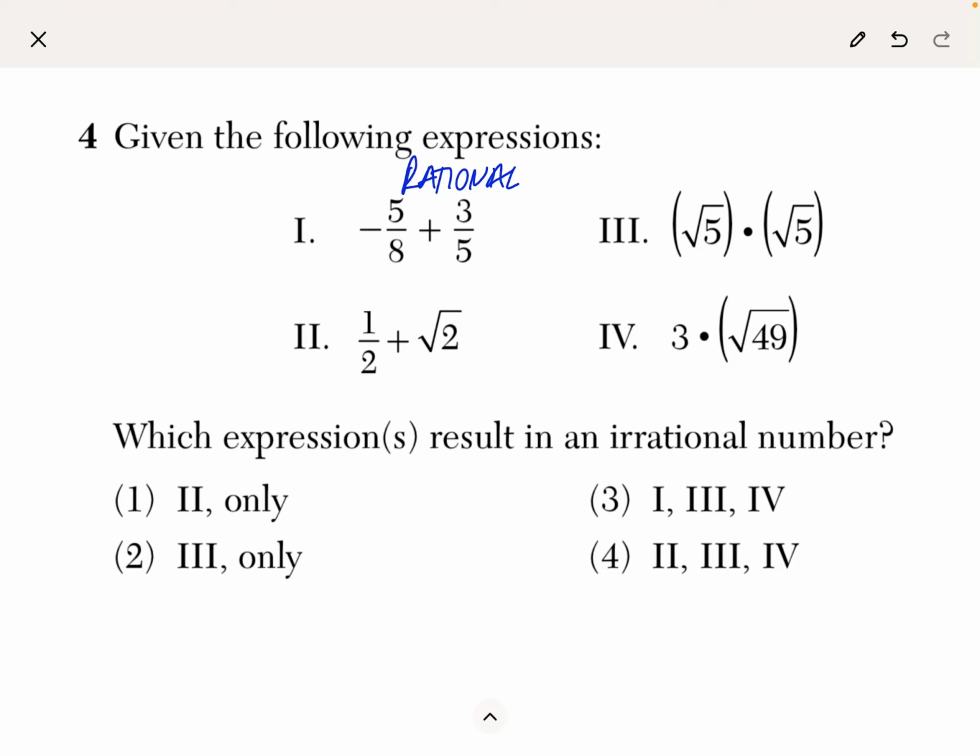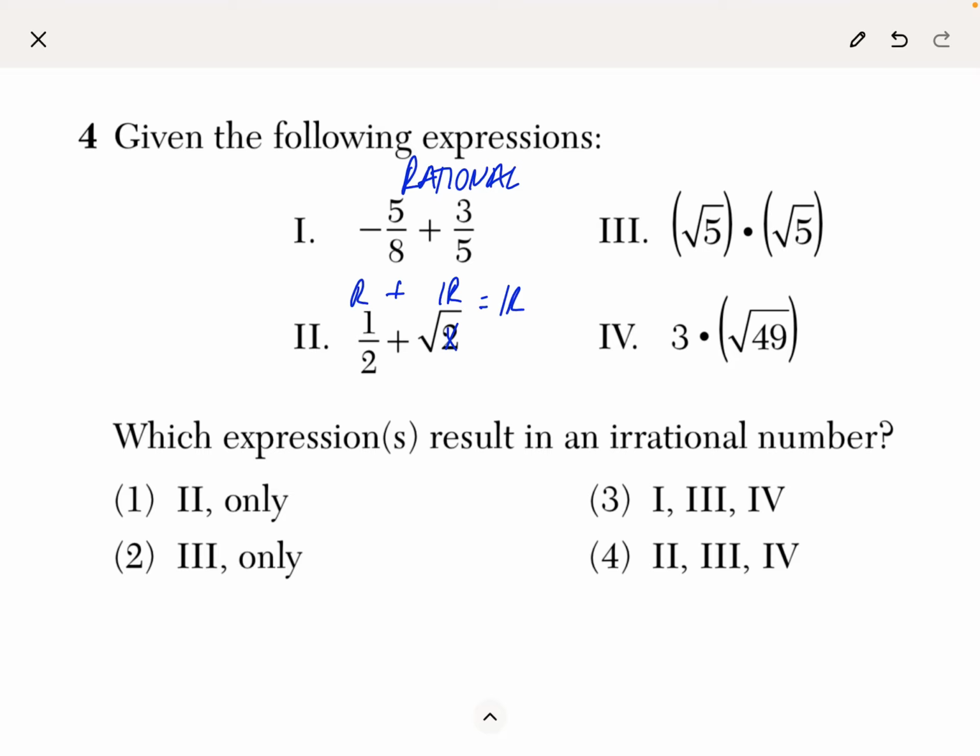Now, if I go to 2, 1/2 is a rational number. The square root of 2, since this is not a perfect square, is going to be irrational. So when I add a rational and an irrational, just like in the example before, I get an irrational number. So it's going to be irrational. The sum is going to be irrational.